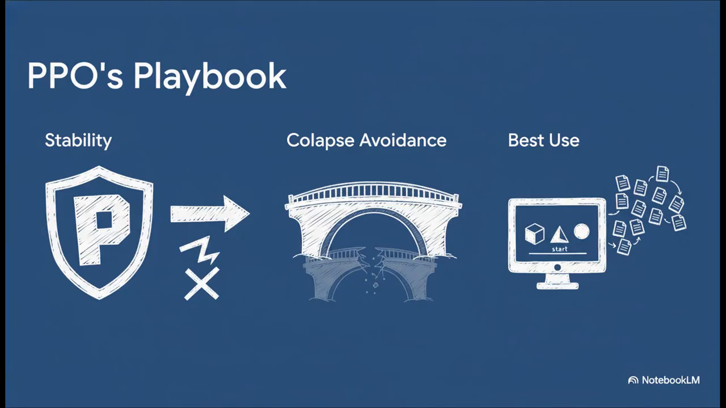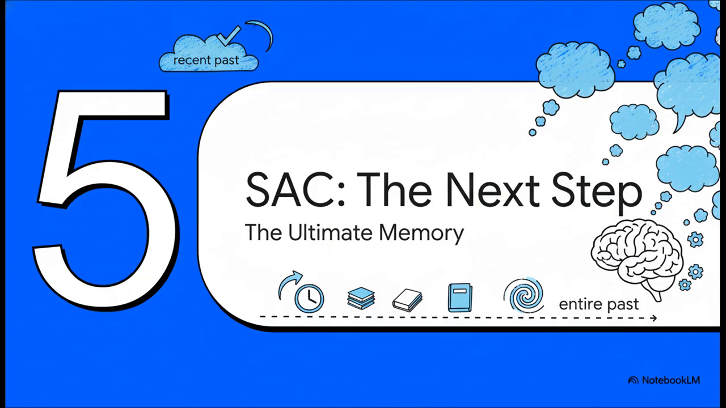So if PPO had a motto, it would be stability over speed. Its biggest strength is just how reliable it is. And that makes it the perfect tool for situations where getting more data is cheap and easy, like inside a computer simulation. And this is a big deal because PPO is one of the key algorithms used to train the big language models that a lot of us are interacting with every day. Okay, so that's PPO.